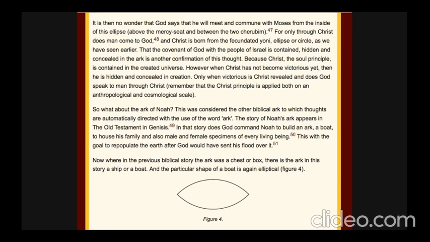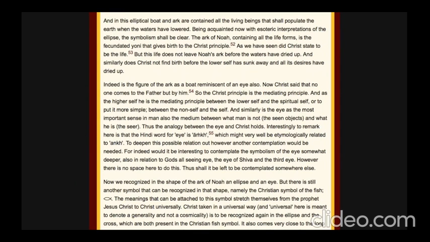Now, where in the previous biblical story the ark was a chest or box, the ark in this story is a ship or a boat, and the particular shape of the boat is again elliptical, and similarly is the eye as the most important sense in man, also the medium between what man is not, the seen objects, and what he is, the seer. Thus, the analogy between the eye and Christ holds.